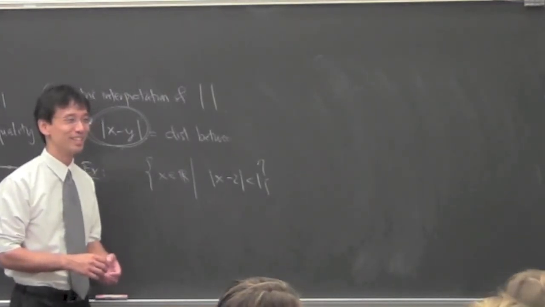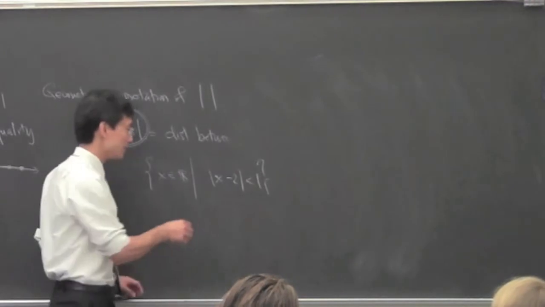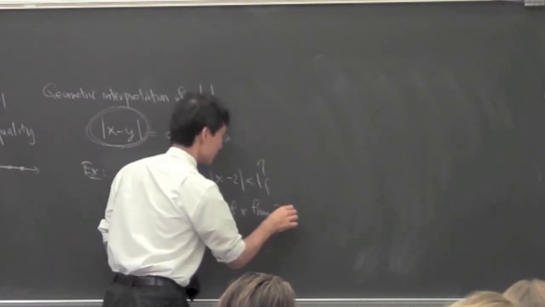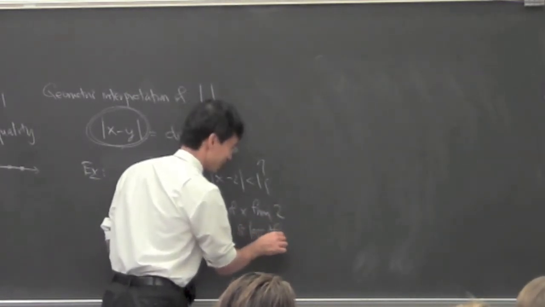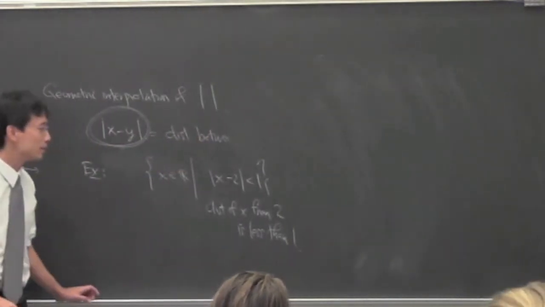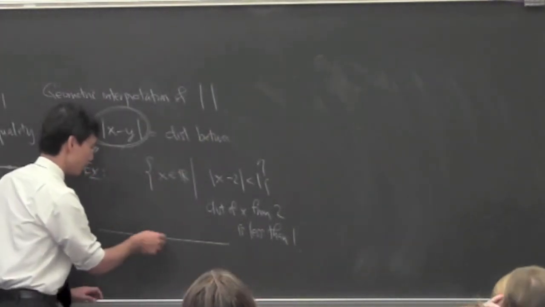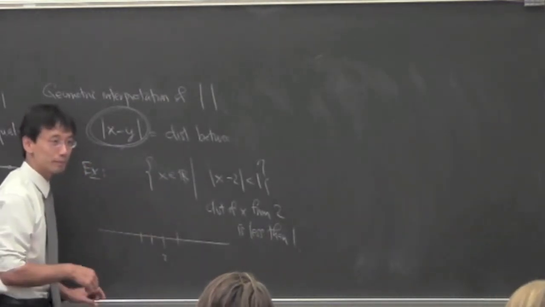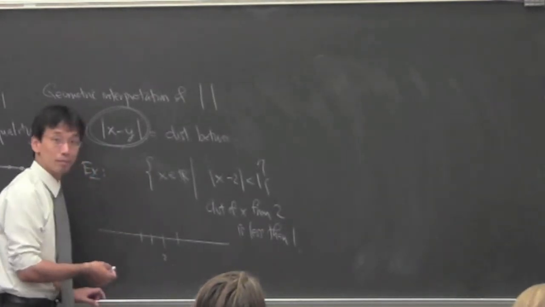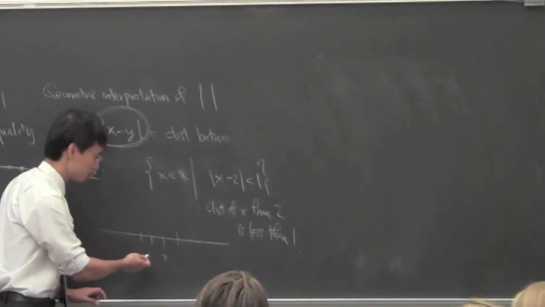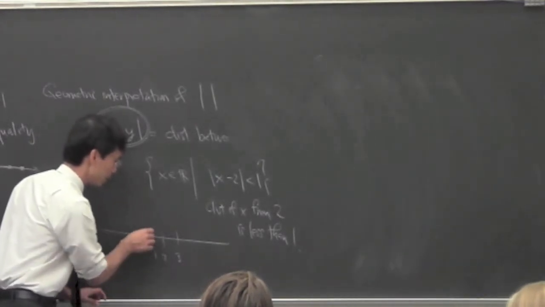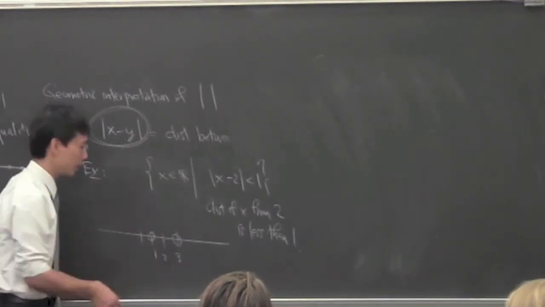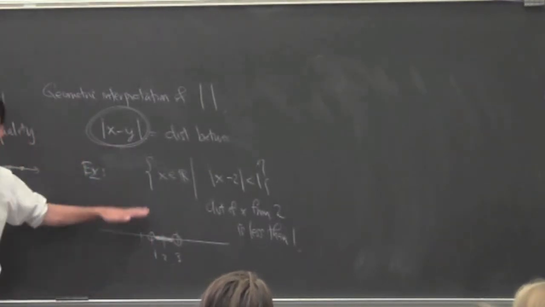Taylor. Yeah. The distance between x and 2 is greater than 1. Right, the distance of x from 2 is less than 1. Here's 2, the distance has to be less than 1, so where are we? We're between 1 and 3, right? And we're not inclusive, because if we're at 1, the distance will be equal. So this is the set.